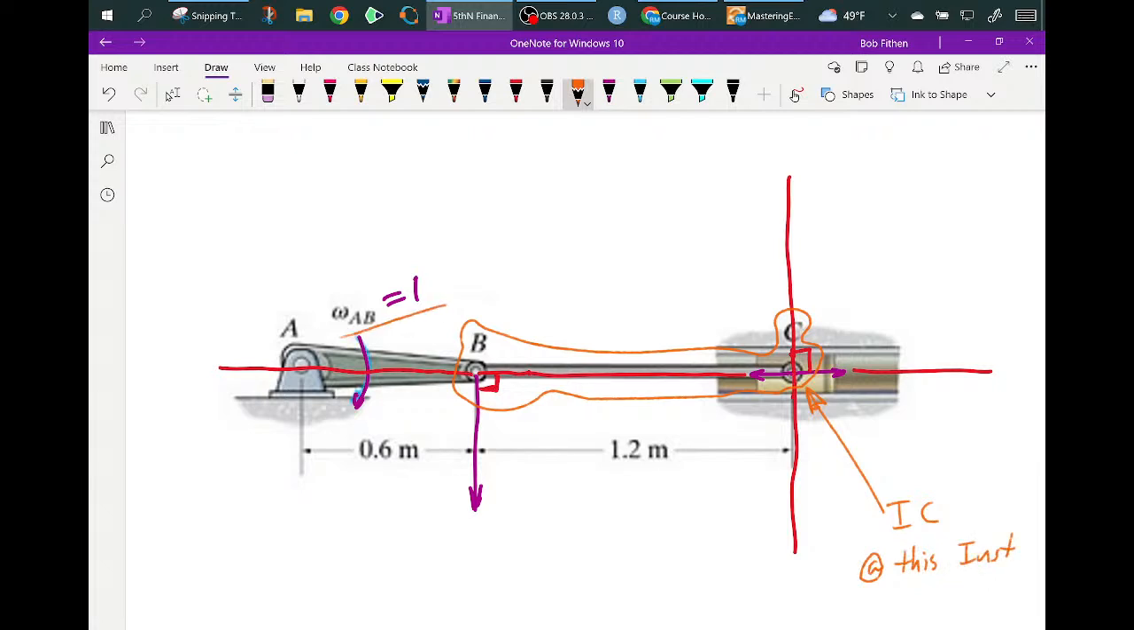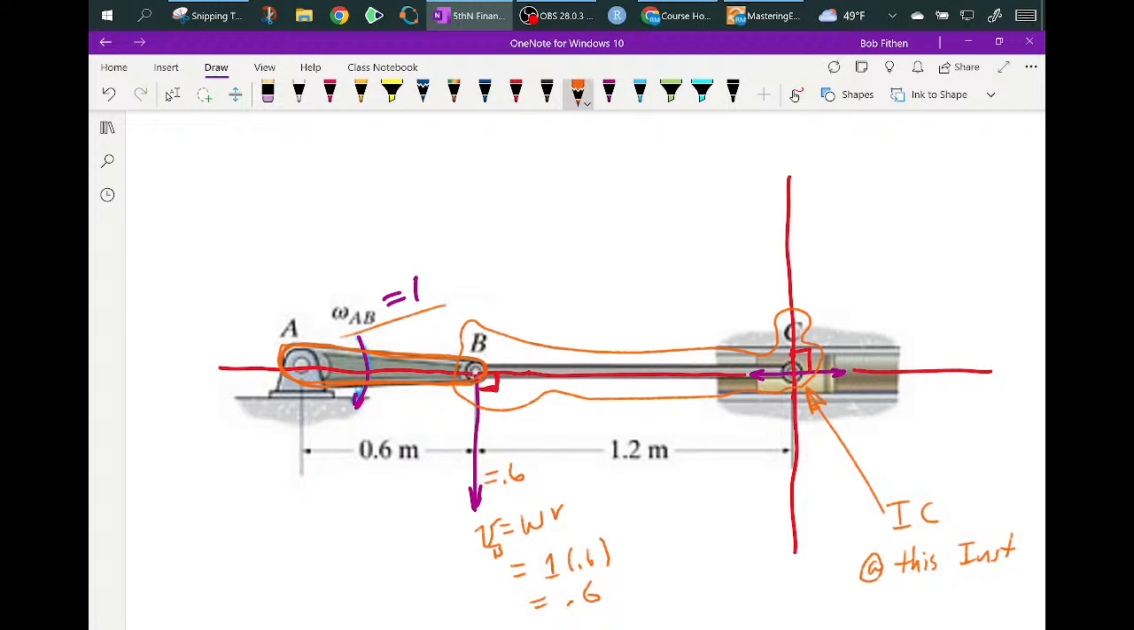Therefore, if that were 1, this would be V equals omega R, or 1 times 0.6, because it is on this link. So what we're doing is we're using our knowledge of link AB to determine velocity of B, and it ends up being 0.6. So that's the velocity here, equals 0.6.